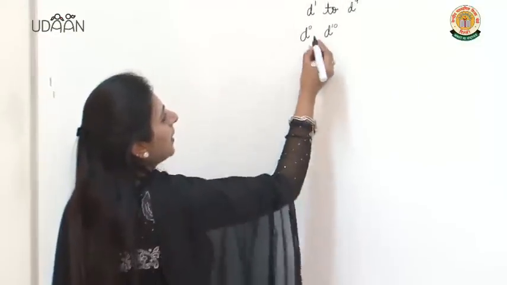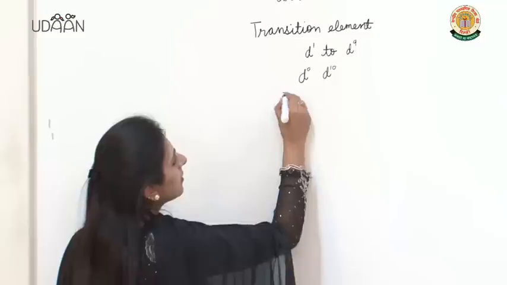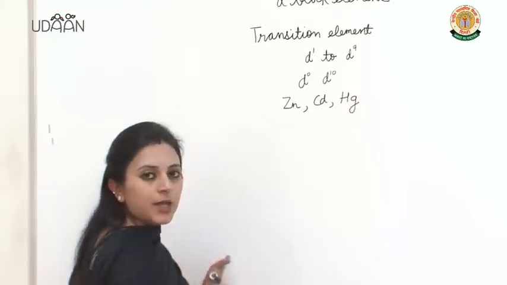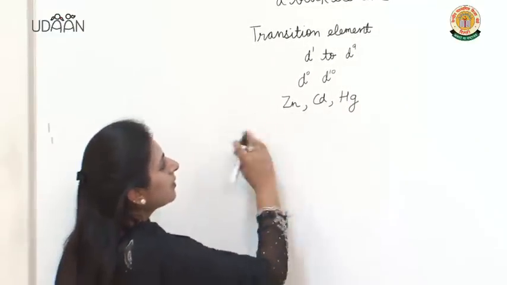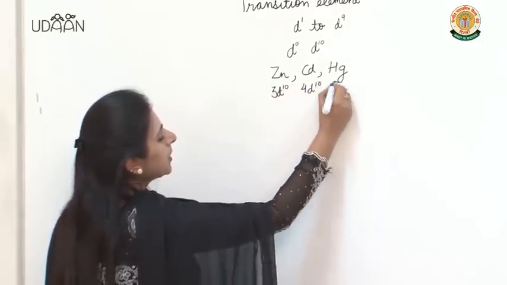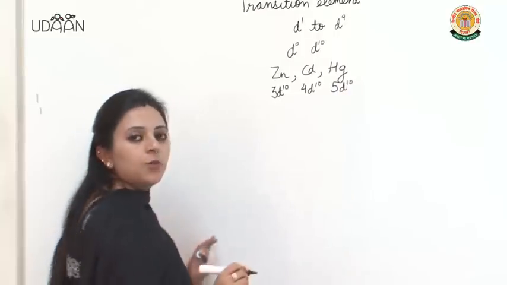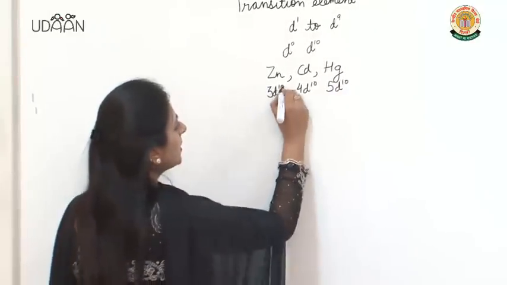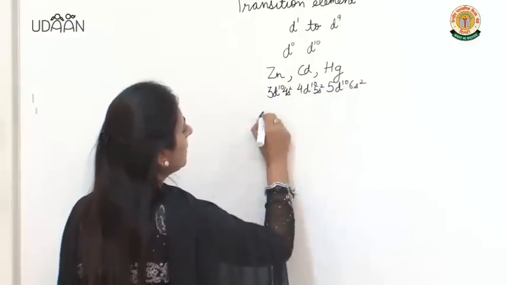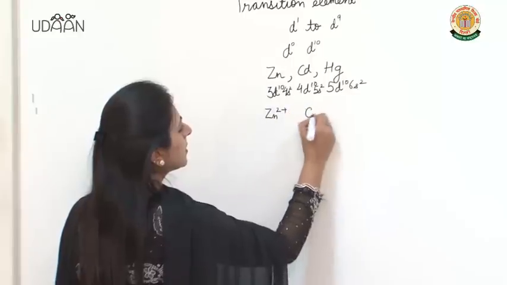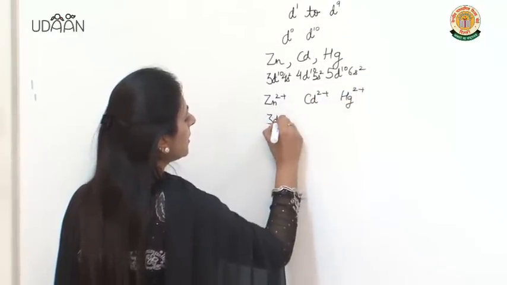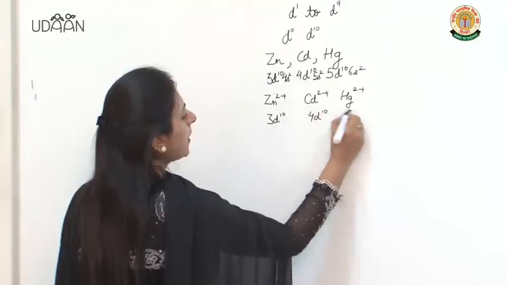Now, if we say zinc, cadmium and mercury, what is the electronic configuration of zinc? It is 3d10, cadmium 4d10, mercury 5d10. Now what is the most common oxidation state? We also have 4s2, 5s2, 6s2. The most common oxidation state is 2 plus. Now in the most common oxidation state also it will be 3d10, 4d10 and 5d10.